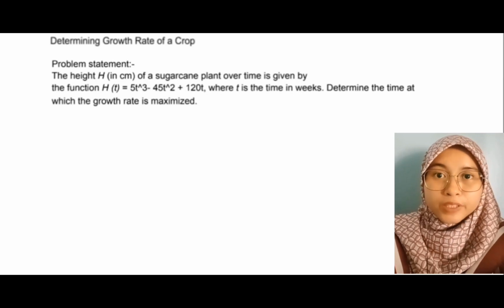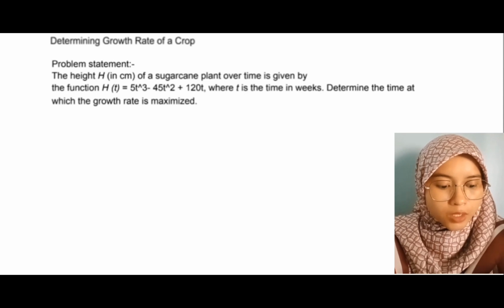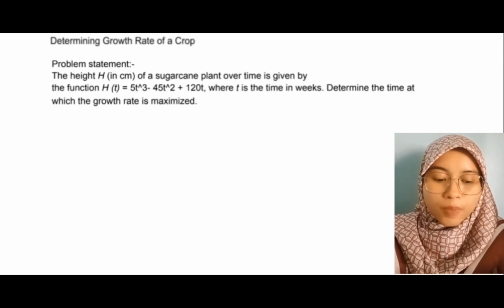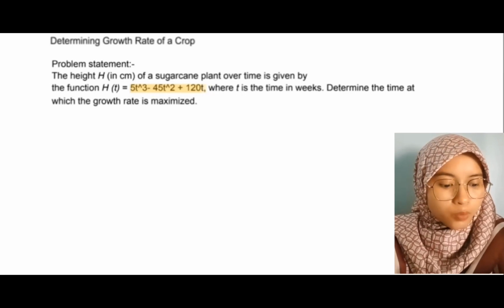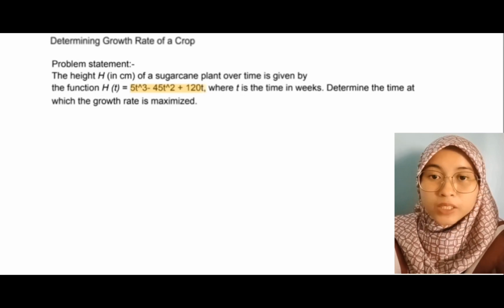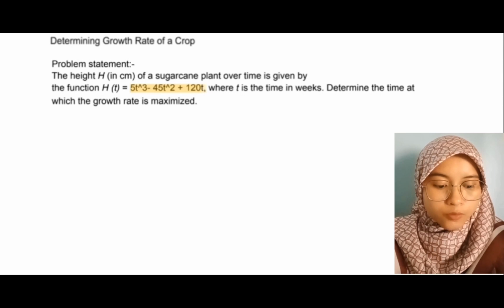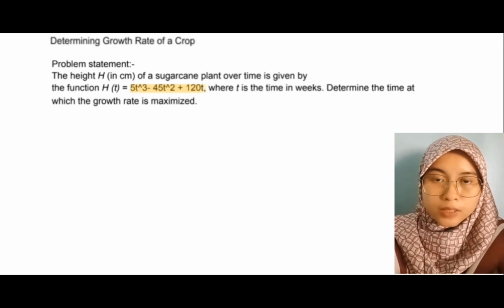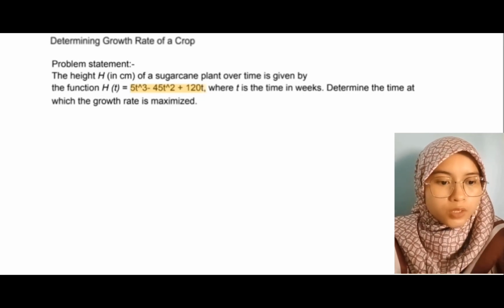Next question is determining the growth rate of a crop. Problem statement: the height h of a sugarcane plant over time is given by this function, where t is the time in weeks. Determine the time at which the growth rate is maximized. So in this question we need to know the time in weeks at which the growth of a sugarcane plant is maximized. Okay, now we're going to solve this.